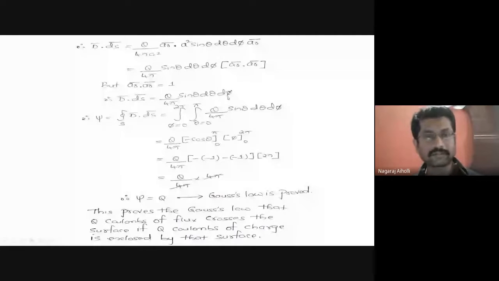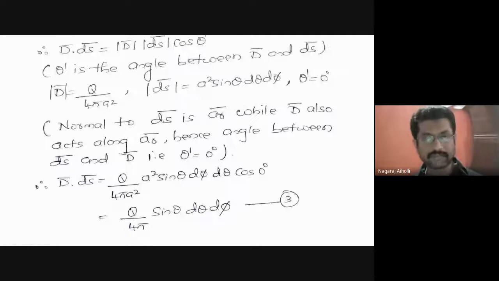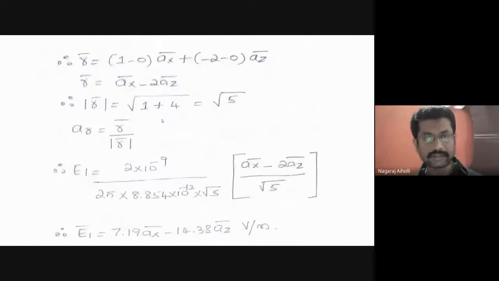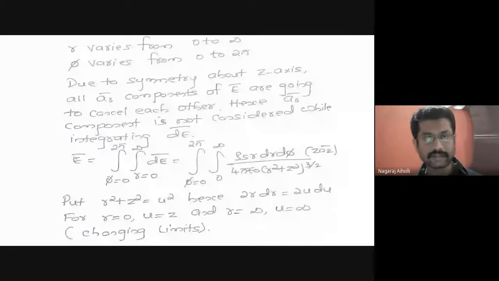Now if I want the flux, what is the equation for flux? It is the surface integral of D bar dot dS bar. Correct. This is our Gauss law. That is, flux phi is given by the closed surface integral of D bar dot dS bar. Correct. We have taken up this equation from here. That is the Gauss law.